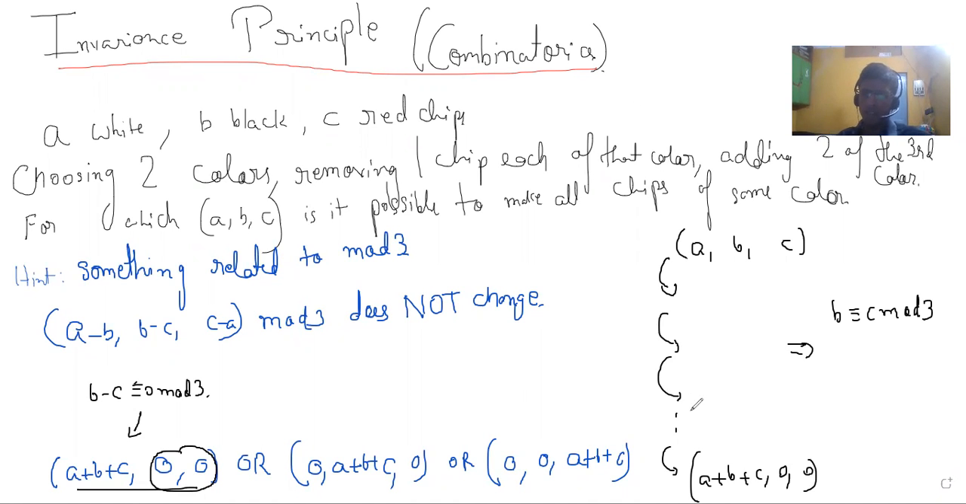Right, yes. So let's write that. A plus b plus c minus 0, which is the same thing as a plus b plus c, is congruent to a minus b mod 3. And similarly, a plus b plus c minus the third coordinate is the same as a minus c mod 3. So what can we say from these two?